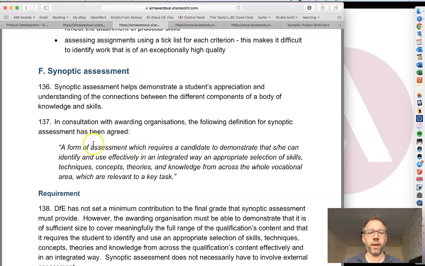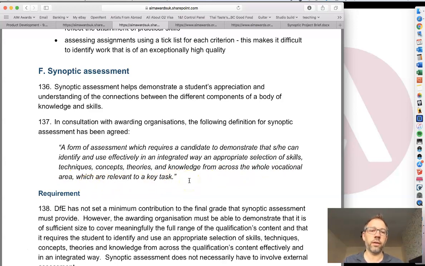The definition that they have applied is written here: a form of assessment which requires a candidate to demonstrate that she or he can identify and use effectively in an integrated way an appropriate selection of skills, techniques, concepts, theories and knowledge from across the whole vocational area which are relevant to a key task.